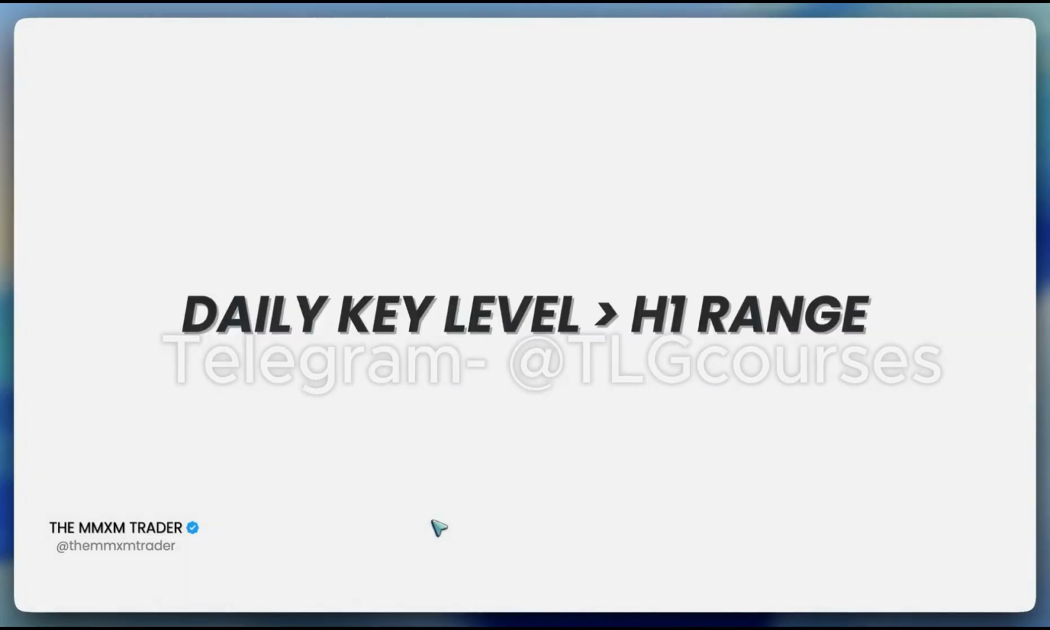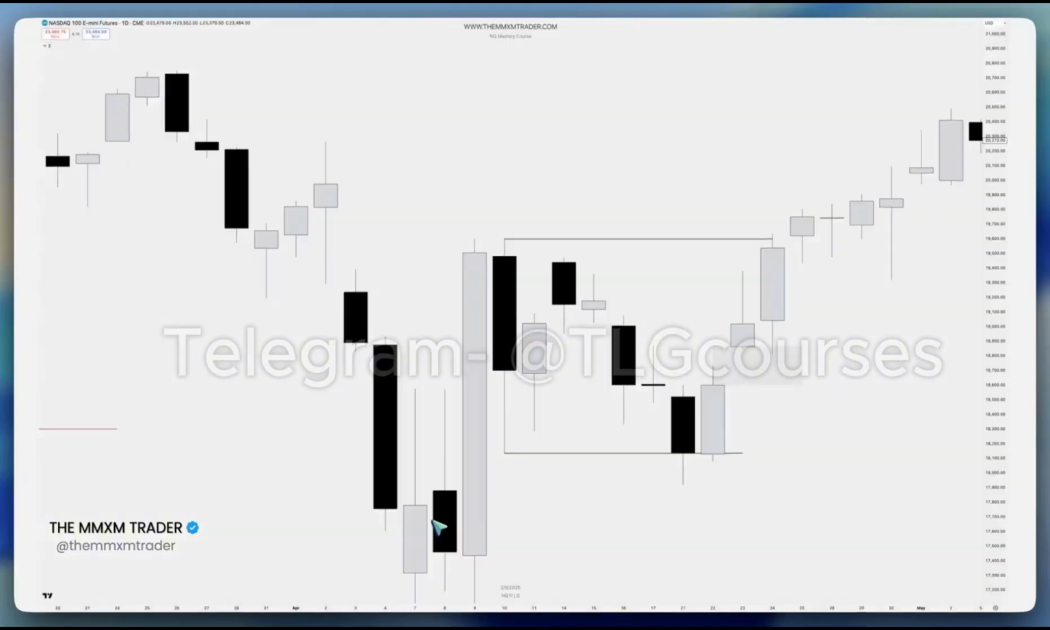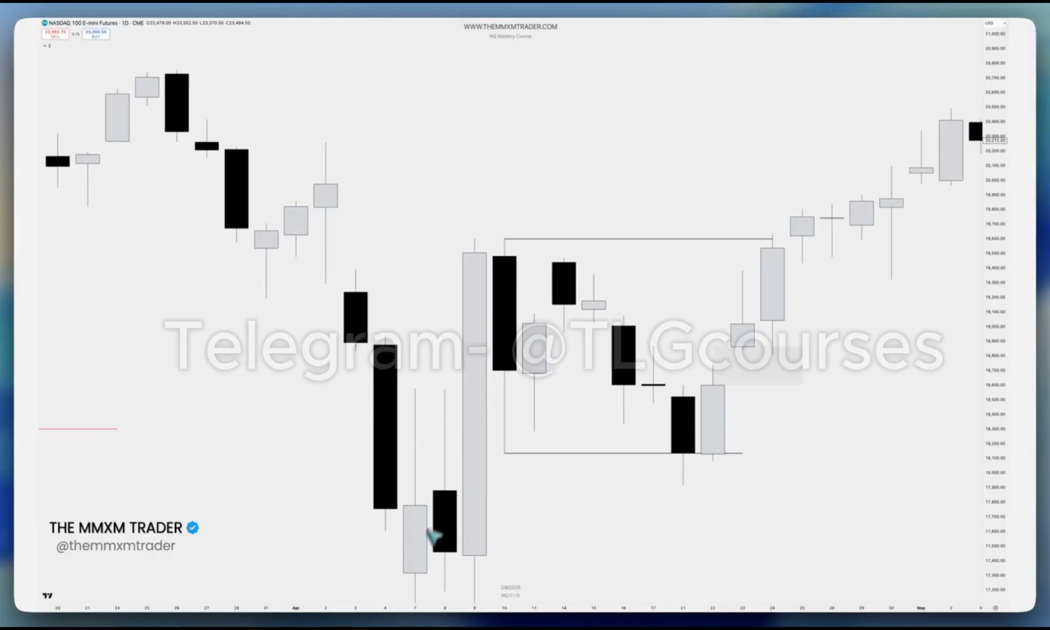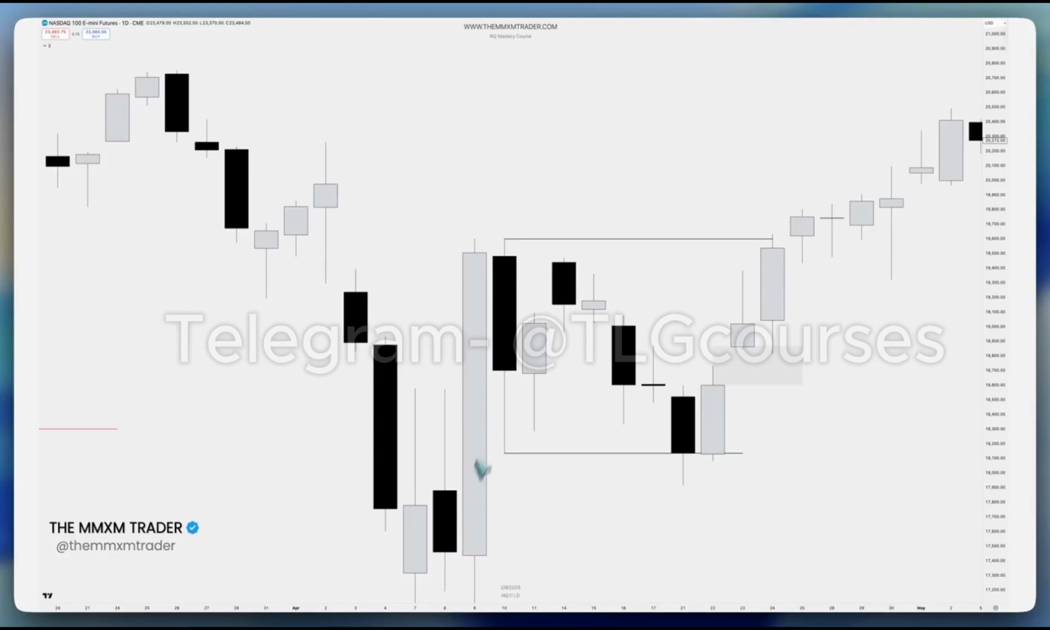Okay, let's look at a daily key level with a 1-hour range. So the framework for this trade, if you remember from the previous episode: we hit a monthly key level here, we expanded higher, and we then formed this one candle.